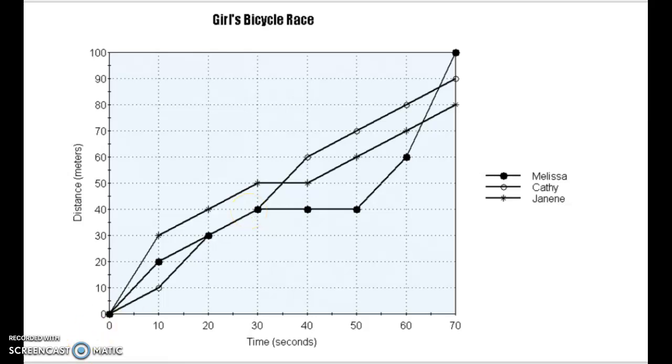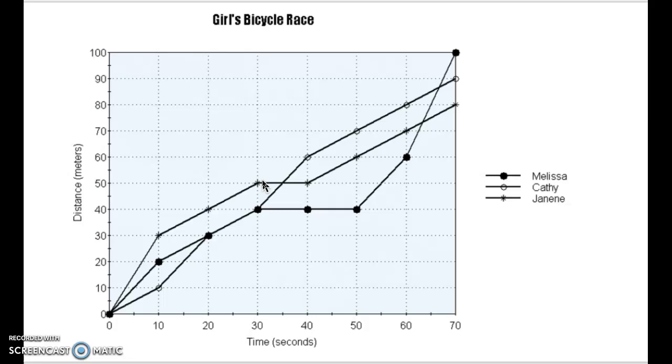With distance time graphs, we can also see where an object is not moving, which means it has zero acceleration. For example, if I take Janine's line here, there is a horizontal line where my distance stays at 50 meters. However, my time moves from 30 to 40 seconds. So therefore there is no movement because of this horizontal line. Please tell me, when does Melissa experience zero acceleration?